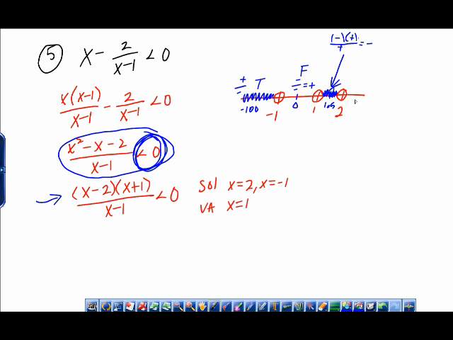So you can be pretty confident you're not going to shade after the 2, but let's plug in a number just to check it anyway. If I plug in 100, back up to this one, I get a positive over a positive. That's not going to be less than 0. That's going to be false, so don't shade over there. So then my final answer is going to be negative infinity to negative 1, parenthesis, union, and then all the numbers between 1 and 2.